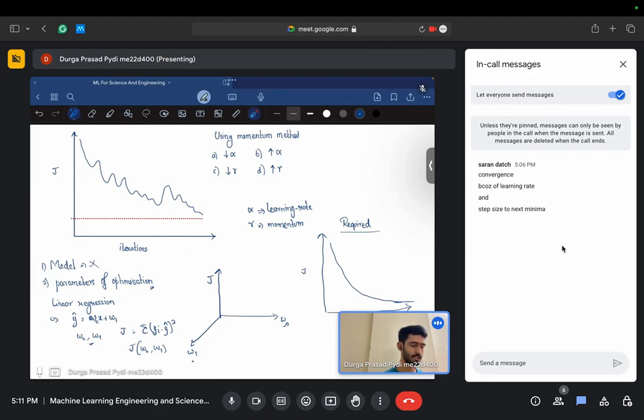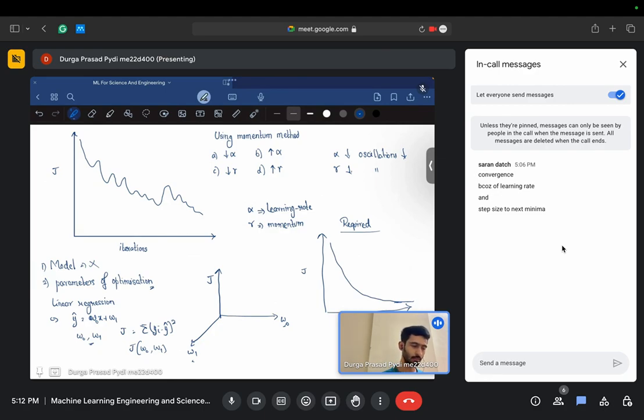It's like we discussed last week. If you have more oscillations, your learning rate should be decreased. So if alpha decreases, then your oscillations will decrease. If your gamma decreases, your oscillations will decrease. So if I want to reduce the number of oscillations, then I have to reduce these.